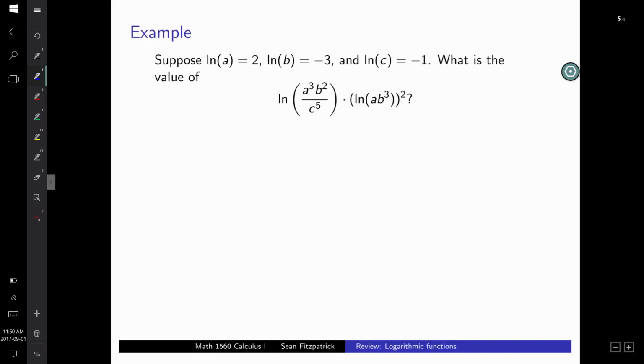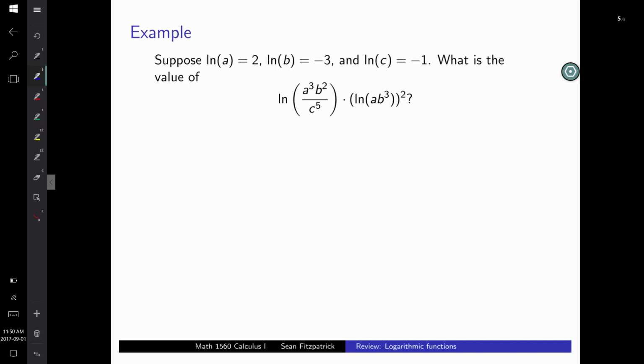Now, as for working with the other properties, here's an example. I'm given 3 numbers, a, b, and c. I know what their natural log values are, okay? The natural log of a is 2, the natural log of b is minus 3, the natural log of c is minus 1. I want to know the value of this scary looking thing here. So how do we work this out?